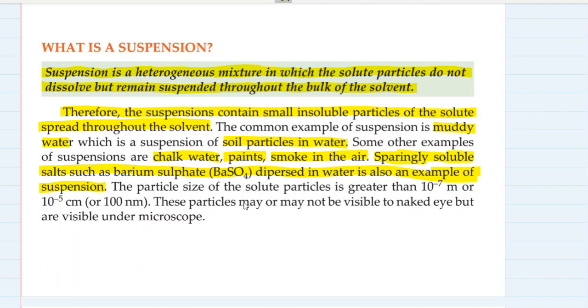The particle size of solute particles is greater than 10 raised to minus 7 meter or 10 raised to minus 5 centimeter or 100 nanometer. Where the particle size of solution were around 1 nanometer, less than 1 nanometer. Here the particle sizes are around 100 nanometers. So the particles of suspensions are 100 times greater than the size of the particles of solution. These particles may or may not be visible to the naked eye, but are visible under a microscope. So that's another point of difference. The solute particles dissolved in a solution are not visible even with the most powerful microscope. But the particles in a suspension may or may not be visible with the naked eye, but are definitely visible under a microscope because of their large sizes.